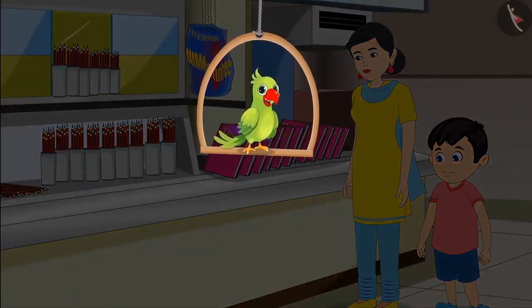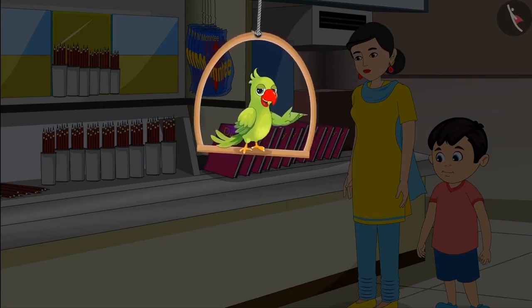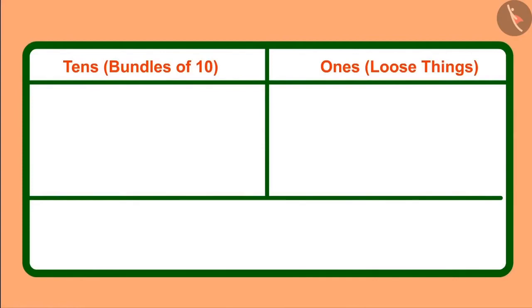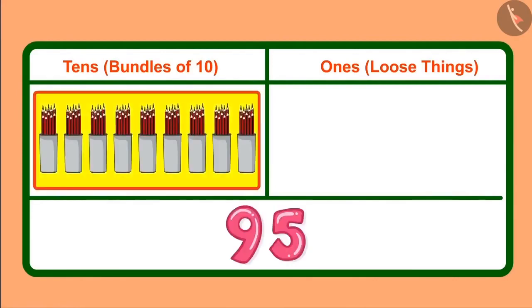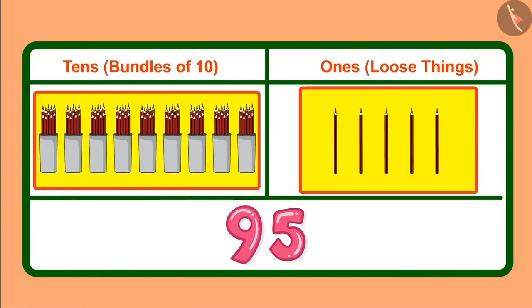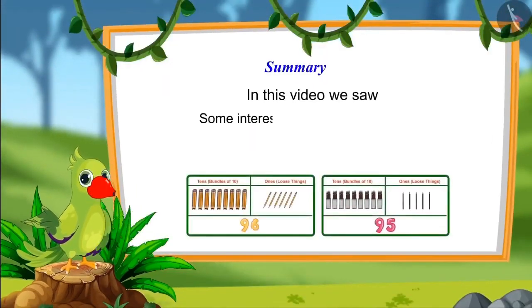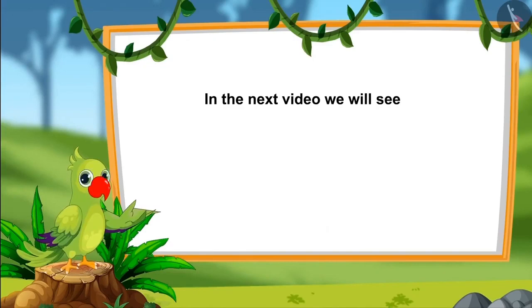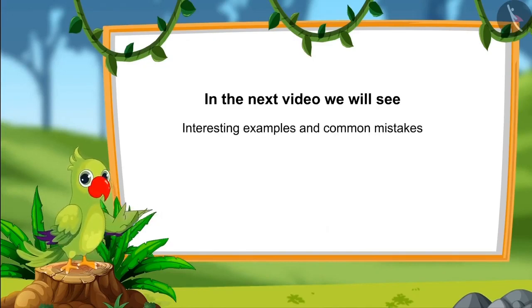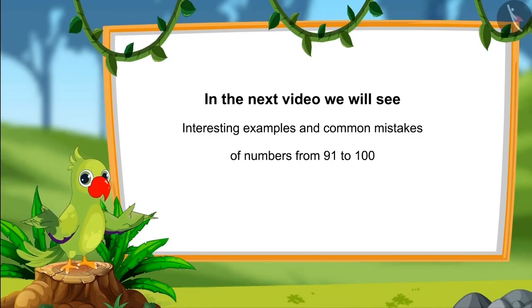So children, you saw how Chotu used bundles and loose pencils to give 95 pencils. He gave 9 bundles of 10 pencils to his mother, which means 9 tens, and together 5 loose pencils, which means 5 ones. So children, that was all for today. In this video, we saw some interesting examples of numbers from 91 to 100. In the next video, we will see some more interesting examples of numbers from 91 to 100 and learn about some common mistakes that we all should avoid. Till then, bye children!